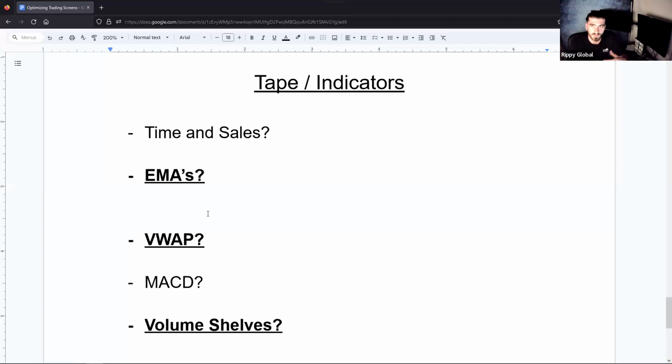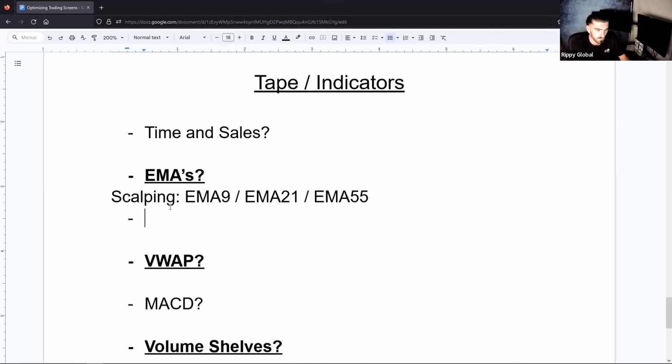So when looking at the EMAs, the main EMAs that I use, I'm not going to go into deep detail about how to use them, but I'll give you what I do and on specific time frames when I use these. For my setup with the EMAs, when I am scalping, I use the EMA 9, EMA 21, and the EMA 55. And when I do use these, I am on the 2-minute and the 5-minute time frame.